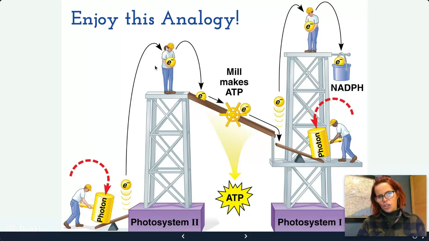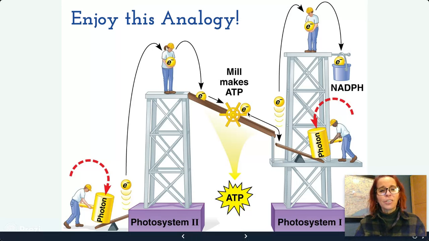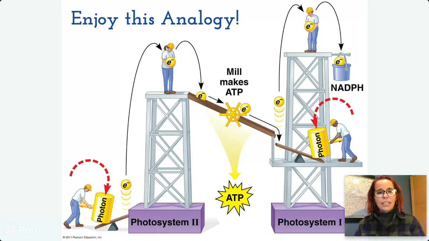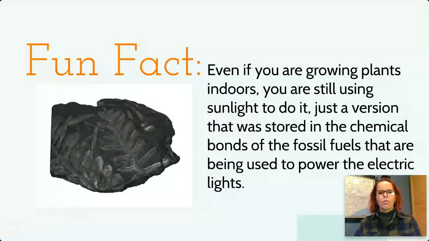So then she lets go of the electron downhill, and the electron is losing energy as it goes down, and in this analogy, it's being used to turn a turbine, which is cool because ATP synthase is also a type of turbine, and we're making a little bit of ATP. As the electron finally finishes off and is at its lowest energy, another photon ejects it and causes the electron to be captured by somebody else, who then donates the electrons to NADPH, who then shuttles them over to the Calvin cycle, which is taking place in the stroma. Fun fact, even if you are growing plants indoors, you are still using sunlight to do it, just a version that was stored in the chemical bonds of the fossil fuels that are being used to power your electric lights.